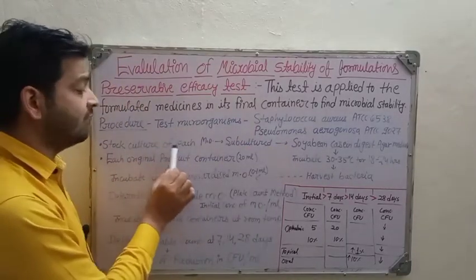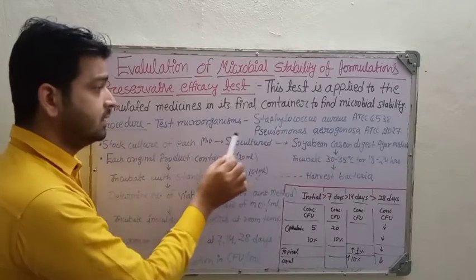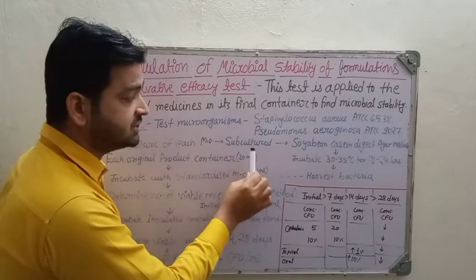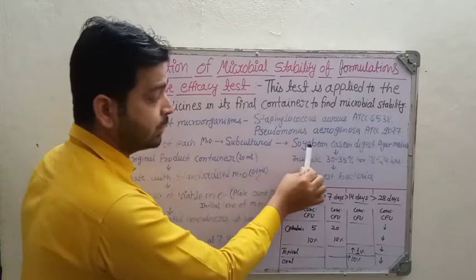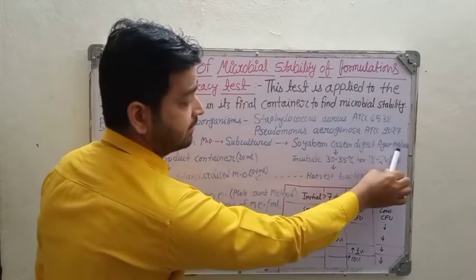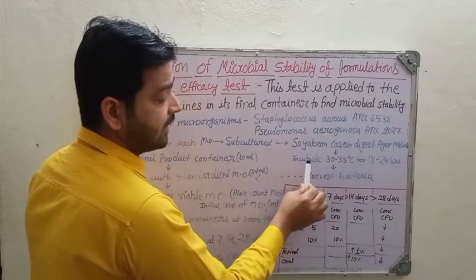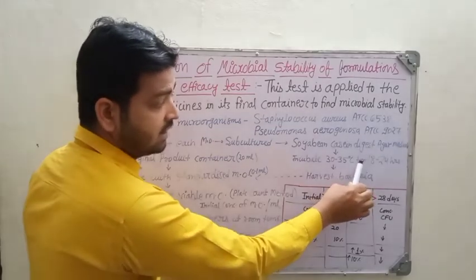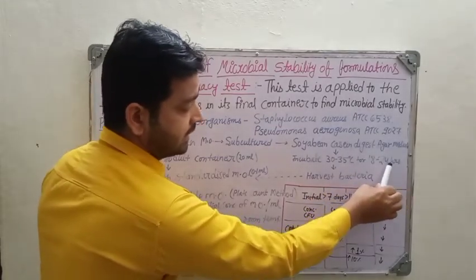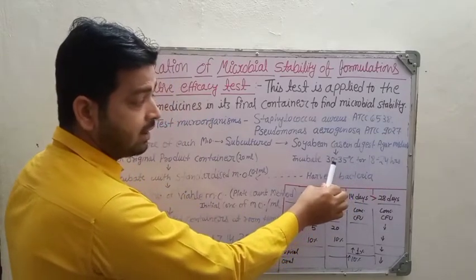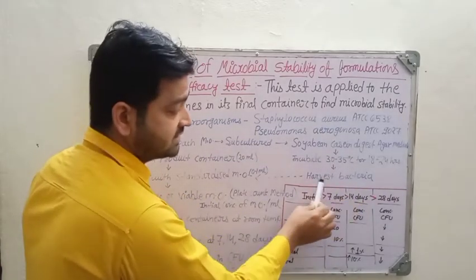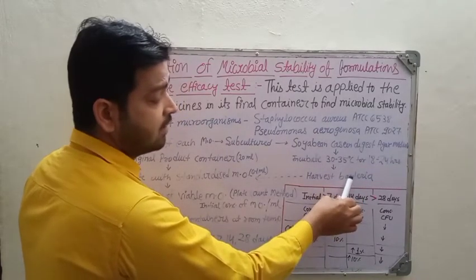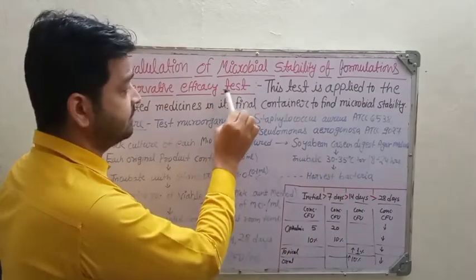So the stock culture of each test microorganism that we are going to take, we have to subculture. And where do we subculture? In soya bean casein digest agar medium, right? In this we are going to subculture. Then we go for incubation at 30 to 35 degrees centigrade for 18 to 24 hours, right? Then our bacteria will come into the active state and we have to harvest that bacteria. We take that test microorganism for the preservative efficacy test, right?